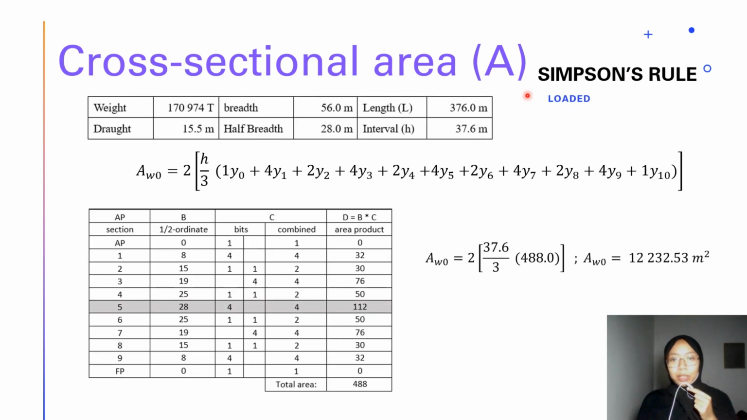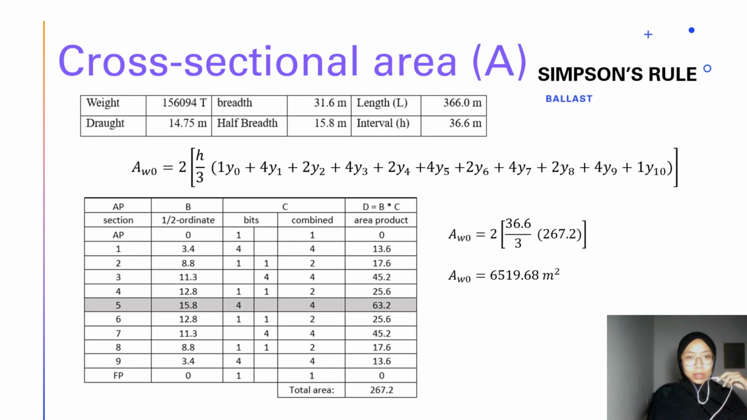Next is loaded. For our ship, when loaded, as the weight is increasing, the draft will increase too, since the ship will sink further. The length of cross-sectional area that we choose is 376 meters. So the interval to be inserted in the formula H, by 10 sections, is 376 divided by 10, which is 37.6. Just like the previous calculation, the total area product is 488. So insert it into this equation. The area for our loaded is 12,232.53 meters square.